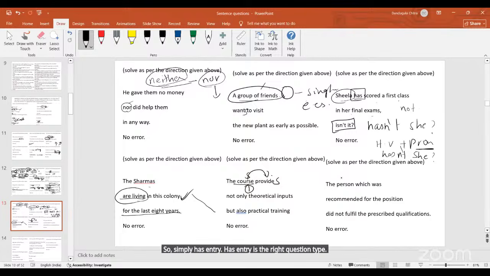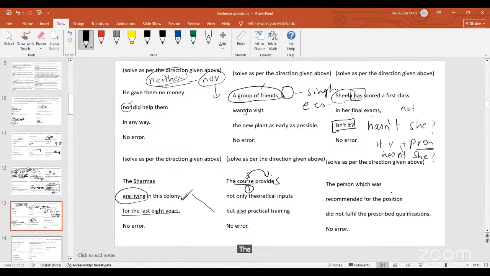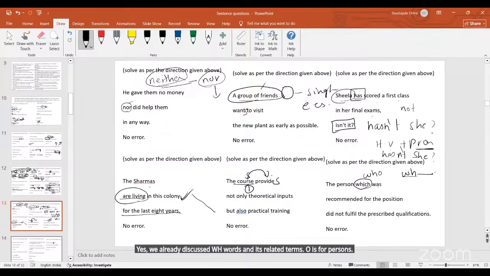Next. The person which was recommended for the position did not fulfill the prescribed qualifications. The error is in option A, sir. The person who was recommended, sir. Yes, who. We already discussed the WH words and their related terms. Who is for persons, when is for time, where is for place, right? What is for reason, why, and everything.